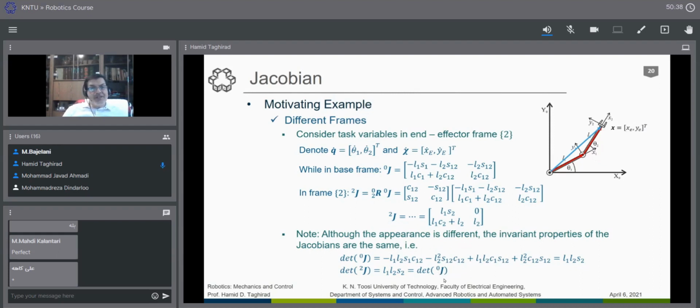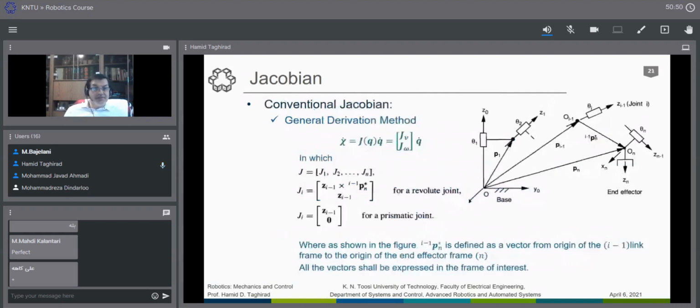And also the determinant gives us some more important things. Determinant is related to some other thing. Anybody can contribute here? We have Zahra with us? No. Determinant. Where do we use the determinant? Usually the determinant will be used in the inverse of the Jacobian.